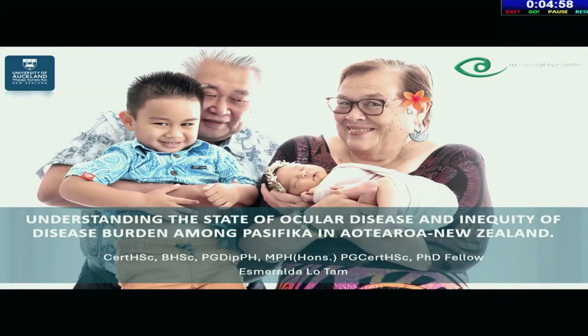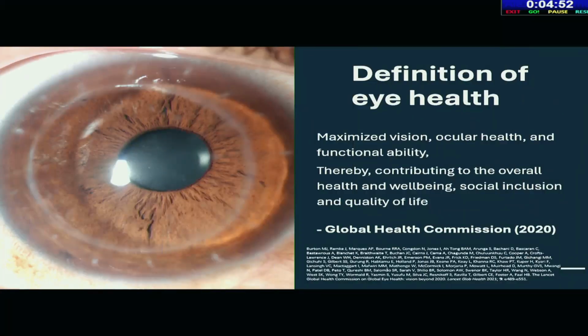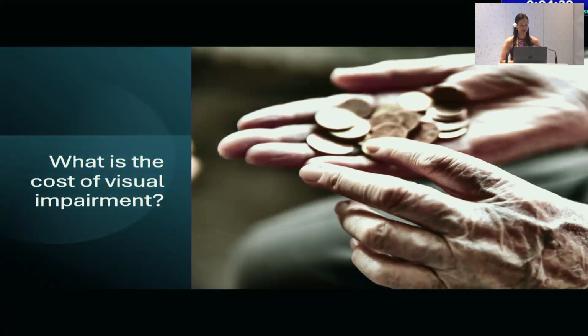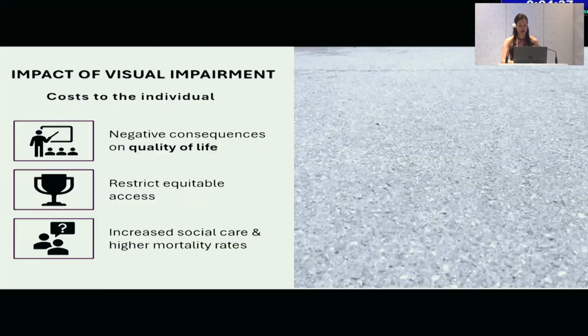All right. Now we turn our gaze to understanding the state of ocular disease and inequity disease burden among Pasifika residing in Aotearoa. According to the Global Health Commission, eye health is maximised vision, ocular health and functional ability, which contribute to the overall health, well-being, social inclusion and quality of life. So what is the cost of visual impairment?